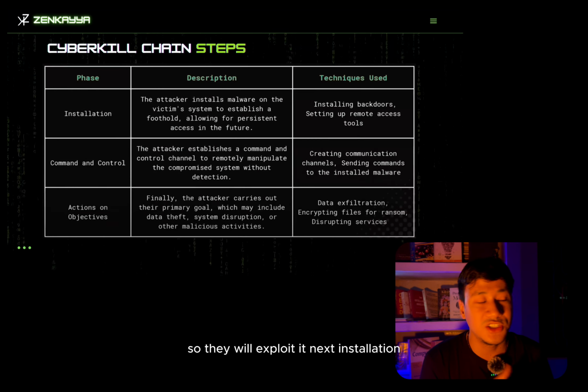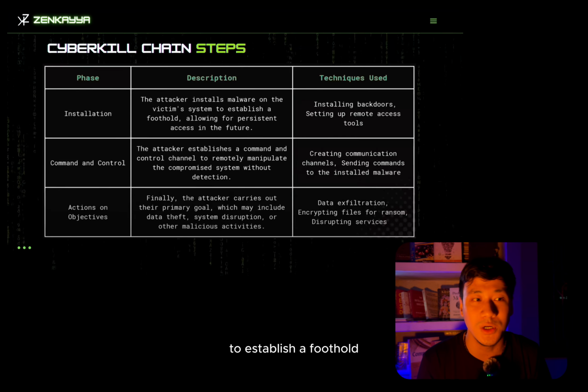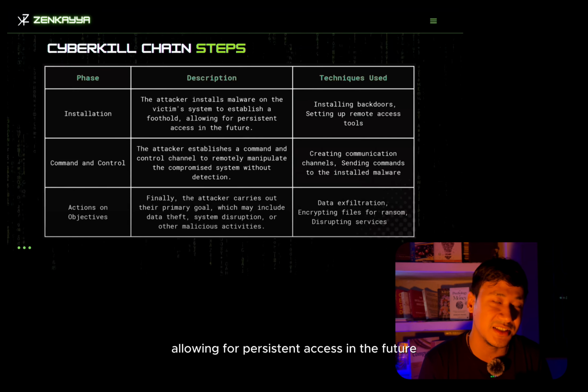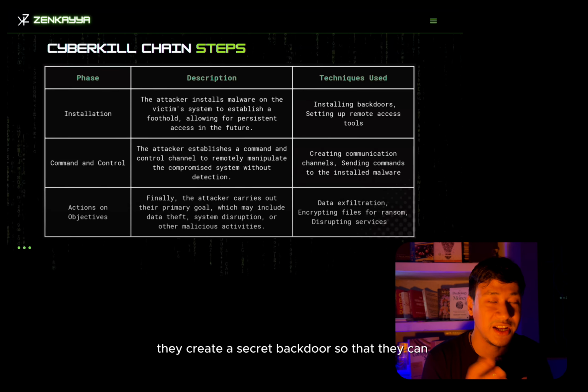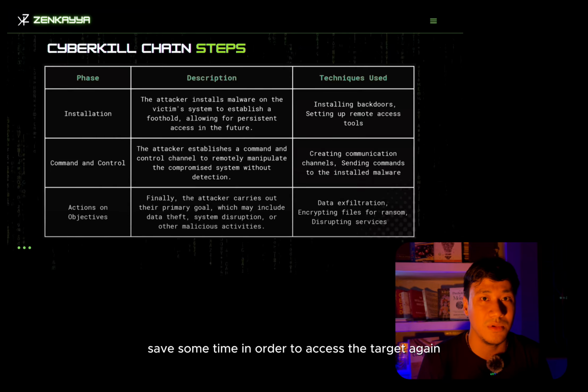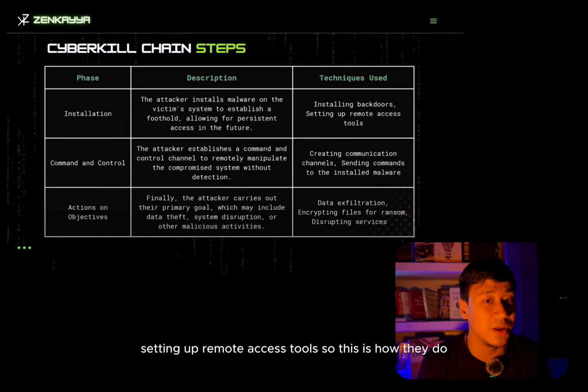Next, installation. In this process, the attacker installs malware on the victim's systems to establish a foothold, allowing for persistent access in the future. This is similar to backdoor creation. They create a secret backdoor so that they can save time in order to access the target again. Installation means installing backdoors and setting up remote access tools. So this is how they do it.